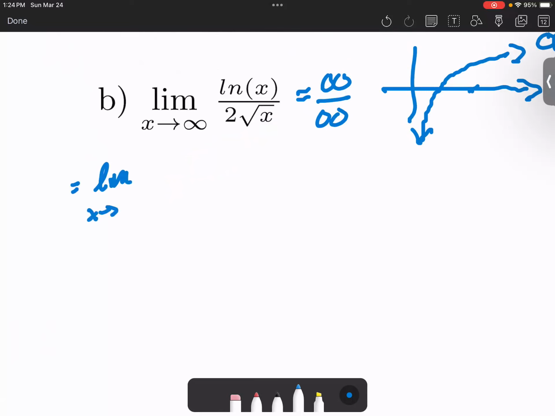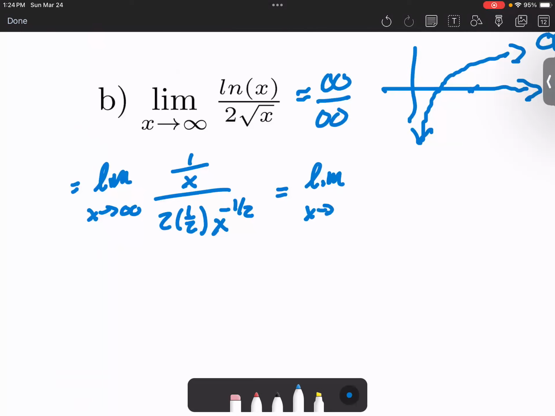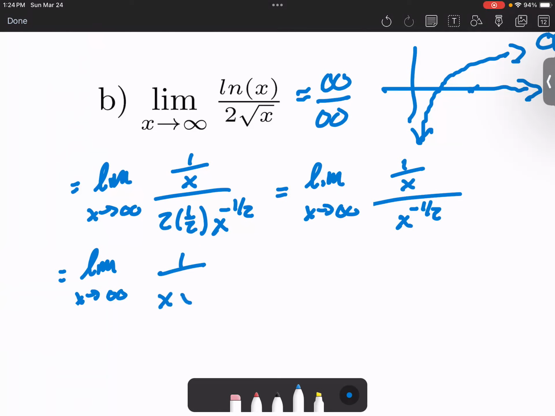We will take the limit as x approaches positive infinity. Natural log of x differentiates as 1 over x. And 2 times the square root of x will differentiate as 2 times a 1/2 x to the minus 1/2. So let's clean this up before we take the limit. We have the limit as x approaching positive infinity, 1 over x over a x to the minus 1/2. And with a little bit more algebra, we can say this is 1 over x times x to the minus 1/2, or 1 over x to the 1/2.